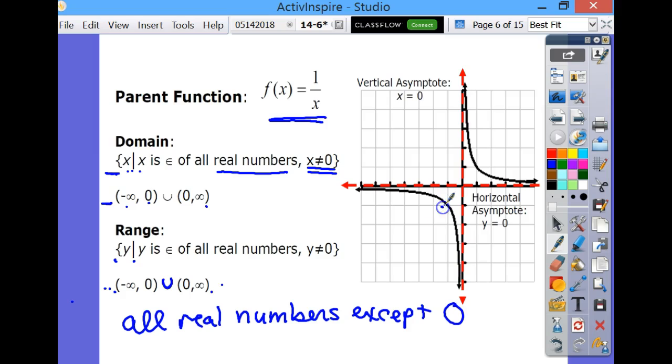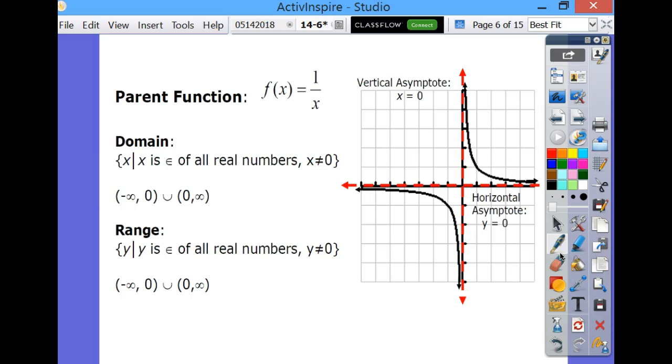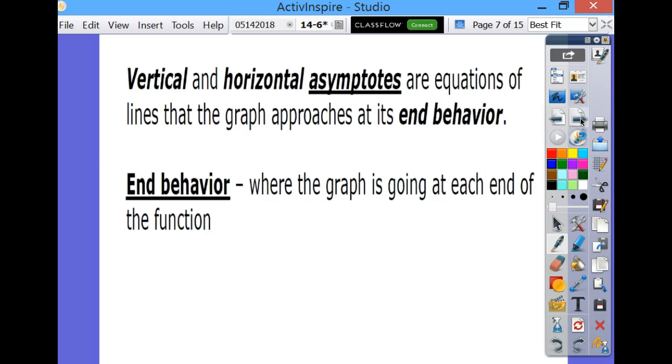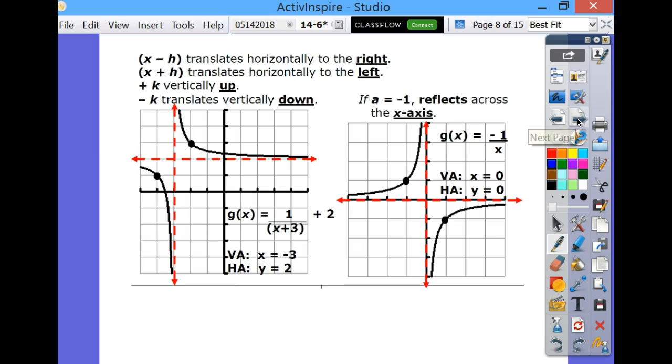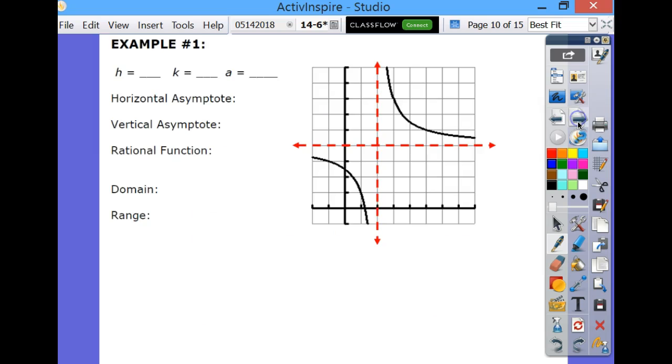Do you see that the graph is in 2 parts? That's why the domain is in 2 parts. That's why the range is in 2 parts. Because the graph is in 2 parts. Does that make sense? If the graph is in 2 parts, the domain and the range have to be in 2 parts. And then, just like we have done before, we're going to move the graph right and left and up and down, and we're going to reflect it, and we're going to stretch it. So let's skip over here to example number 1.